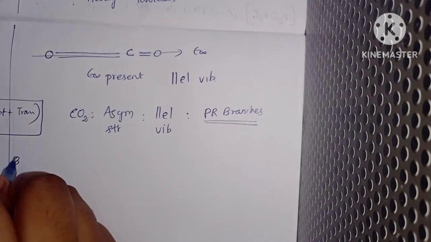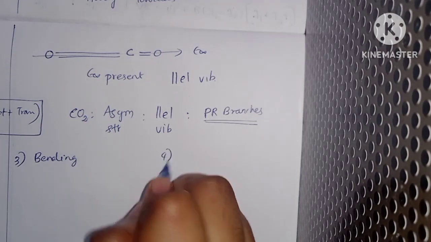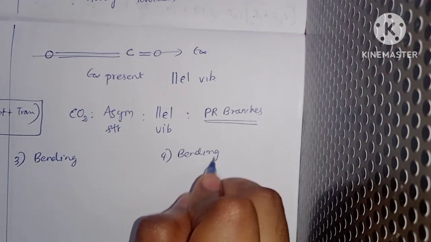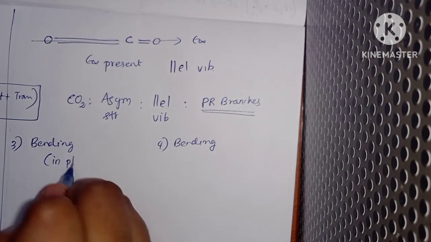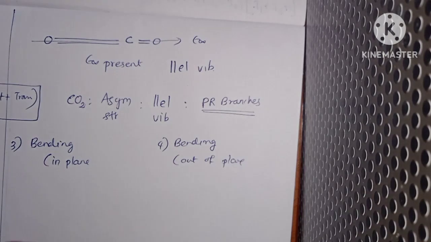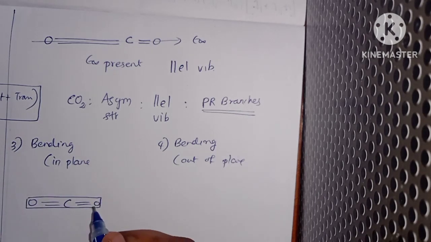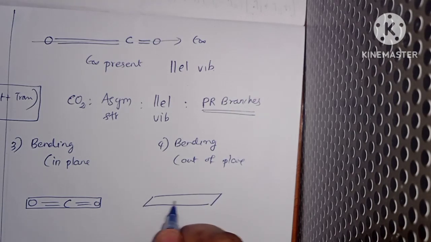The third possible vibration is bending, and the fourth one is also bending. So which are the 2 types of bending? One will be in plane and another will be out of plane. So if this is the CO2 molecule, this is the plane of the molecule, and this is a plane perpendicular to the plane of the molecule. So if the molecule is present in this plane, it's a plane perpendicular to that plane.